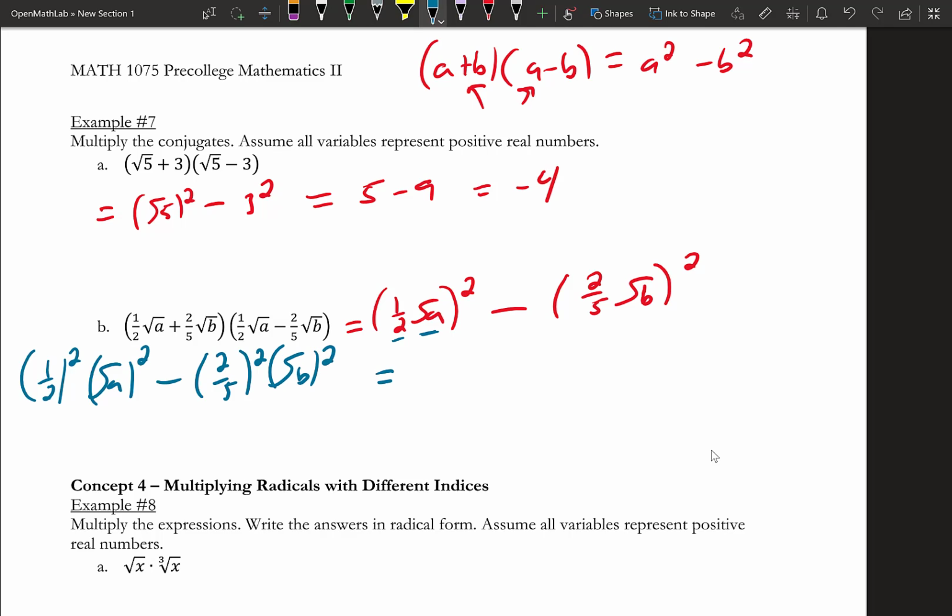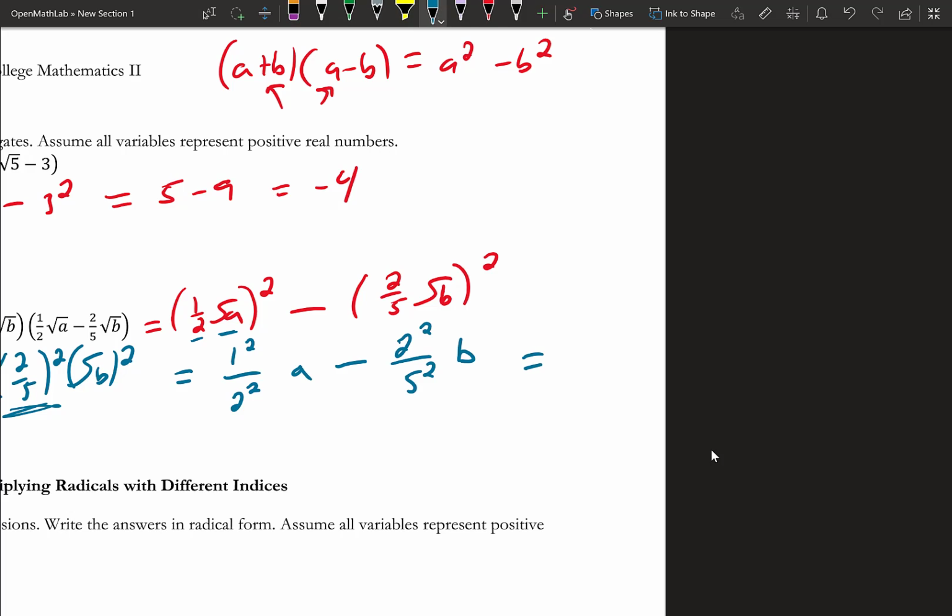Right? And don't forget, when you have a fraction raised to a power, you gotta distribute the power to the numerator and the denominator, right? So the first one, that would be 1 squared over 2 squared, times radical a squared, which is just a, and then minus 2 squared over 5 squared, just following the rules of taking a fraction to an exponent, and then the square root of b squared is just b. So then this becomes 1/4 a minus 4/25 b, right? And that's simplified.